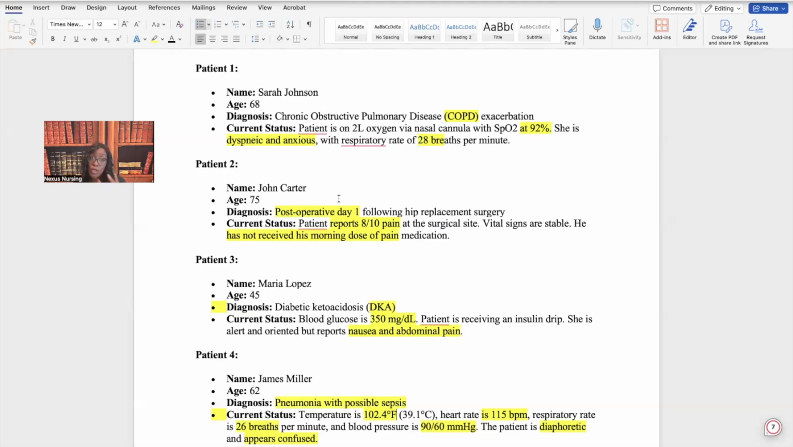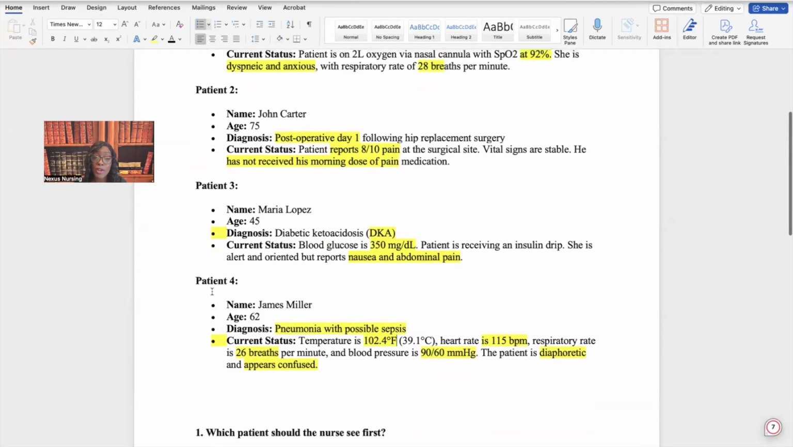So you should have narrowed it down to one and four. But four is going to be our priority. This patient not only has pneumonia, which is an acute respiratory condition, but now it's most likely turned into sepsis, looking at this picture of what's going on with them. That's who we're going to see first. And I explained to you why.